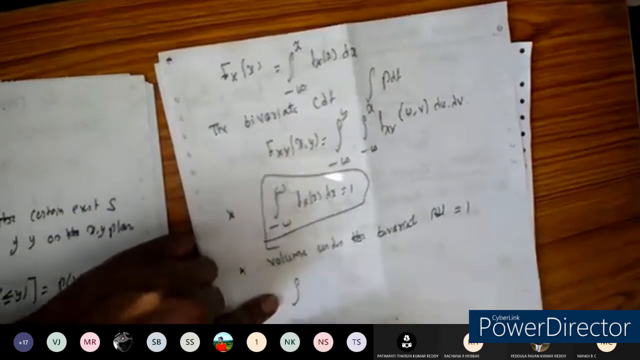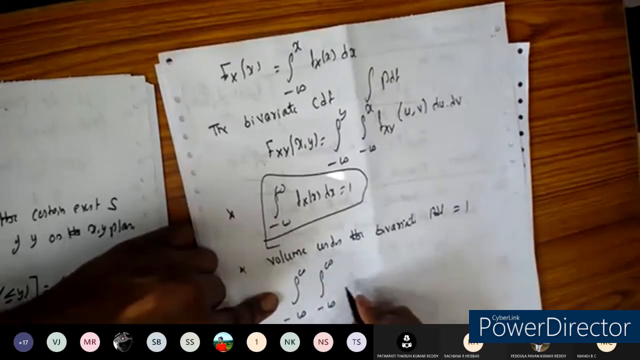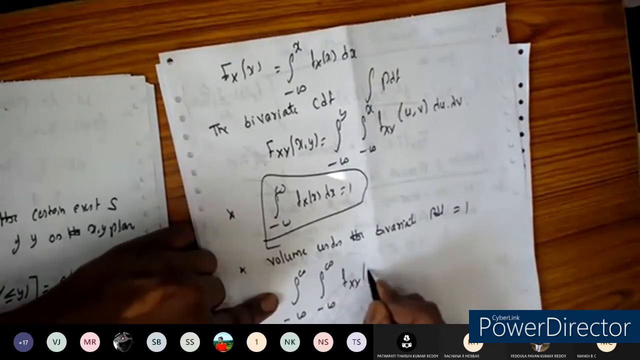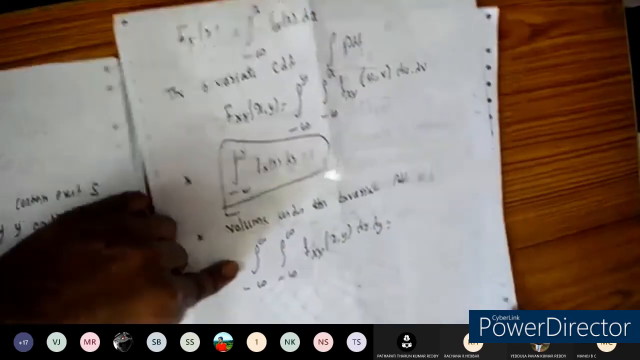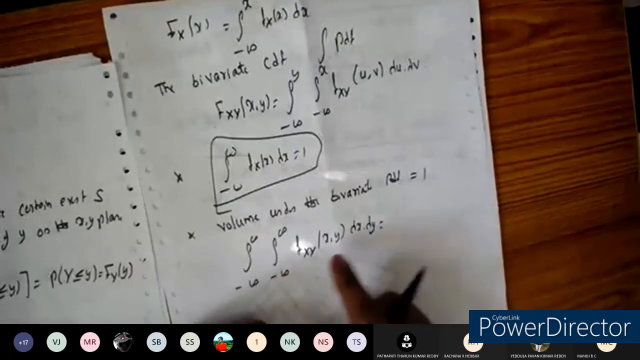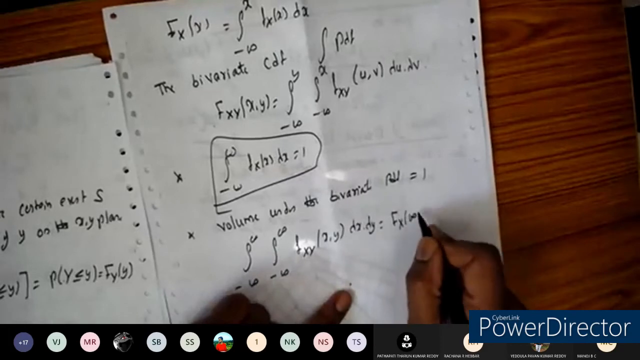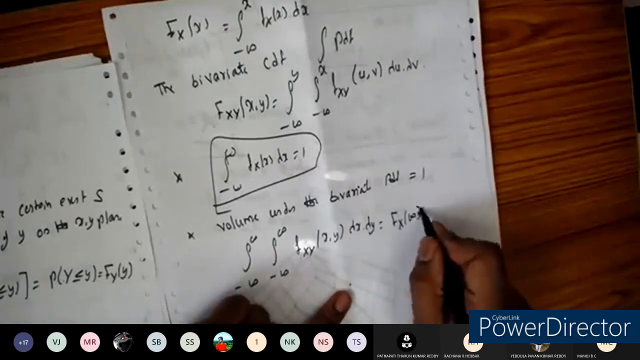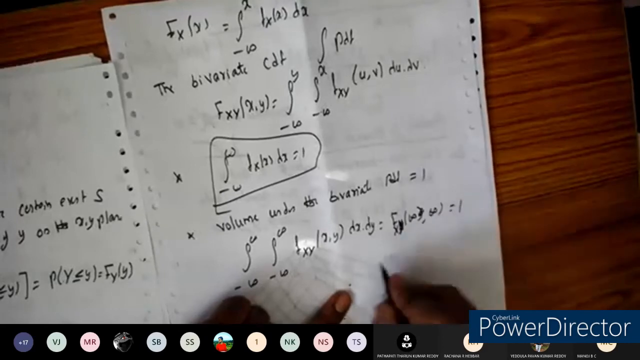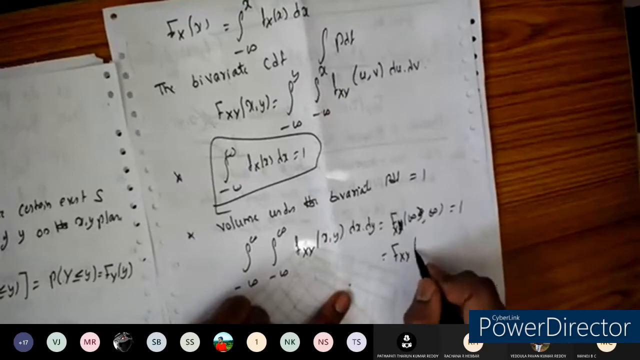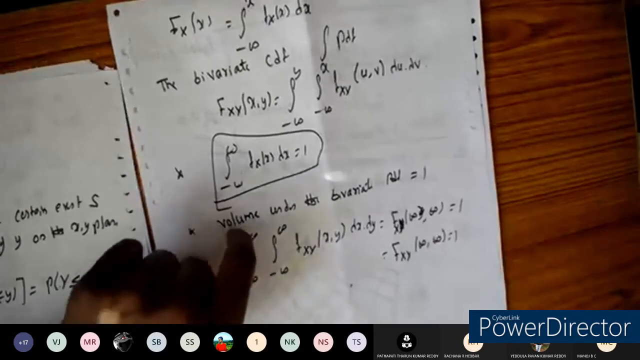That is the integral from minus infinity to plus infinity. Similarly, I extend it here: the integral from minus infinity to plus infinity of fXY(x, y) dx dy. So this area is equal to 1. If I integrate from minus infinity to plus infinity, this becomes FXY(infinity, infinity), which is equal to 1 here.